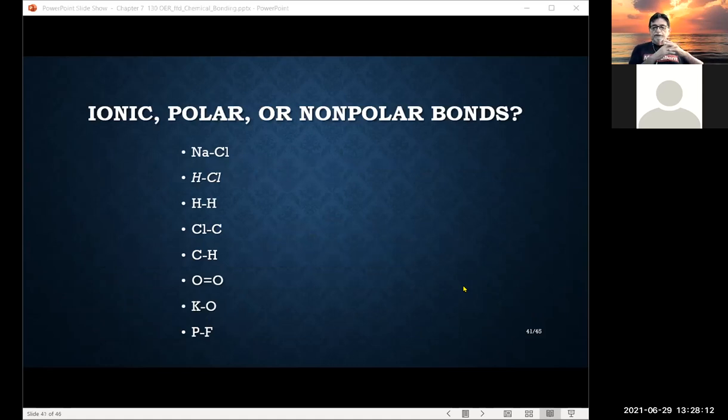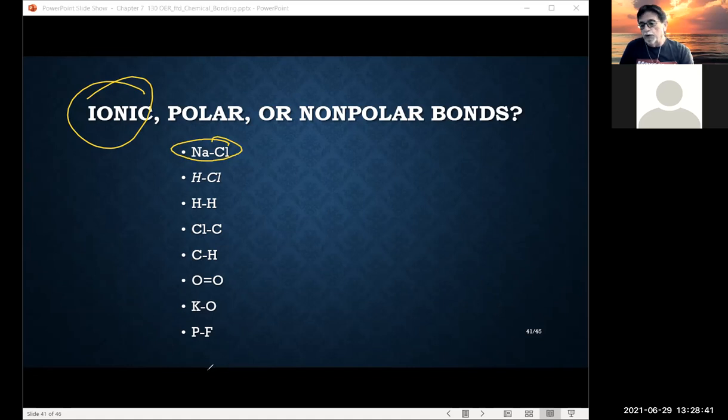And so we can look at this here. The question is: ionic, polar, or nonpolar? Well, we can very quickly run through this. The first one says ionic. Okay, so that's a combination of a metal and a nonmetal. So we can look through this list and very quickly highlight the metal and nonmetal.